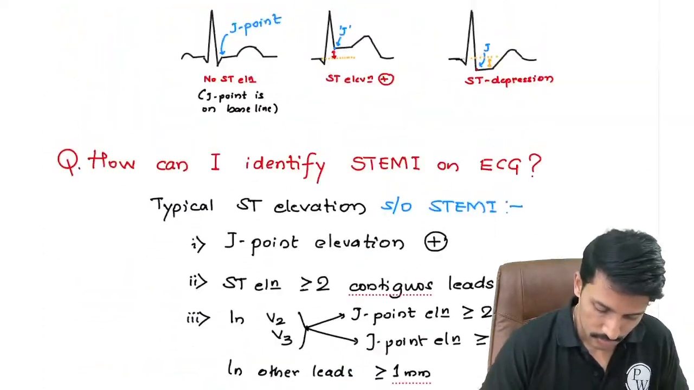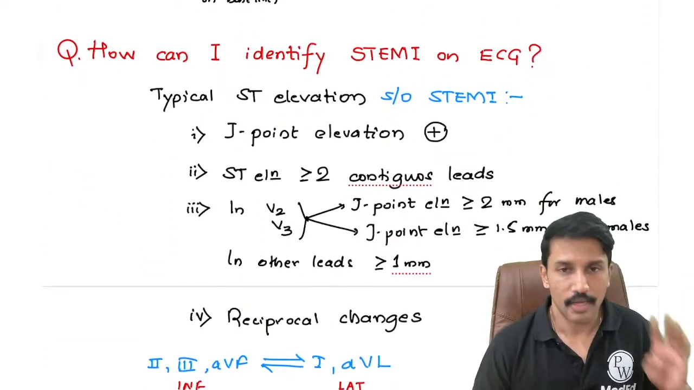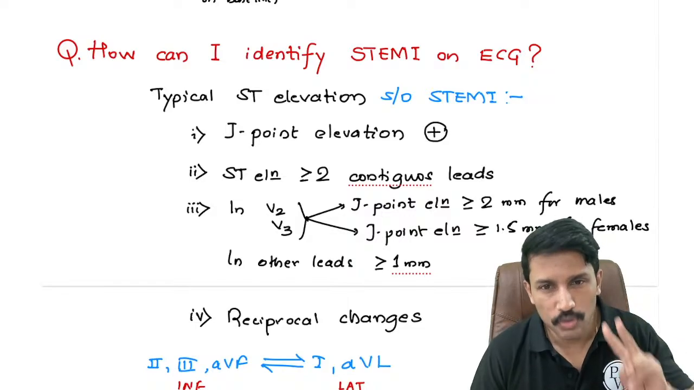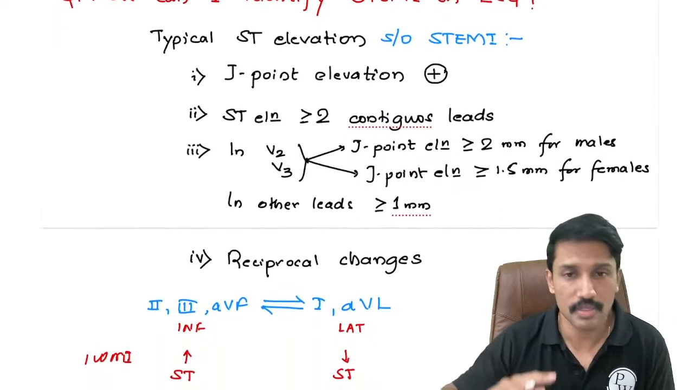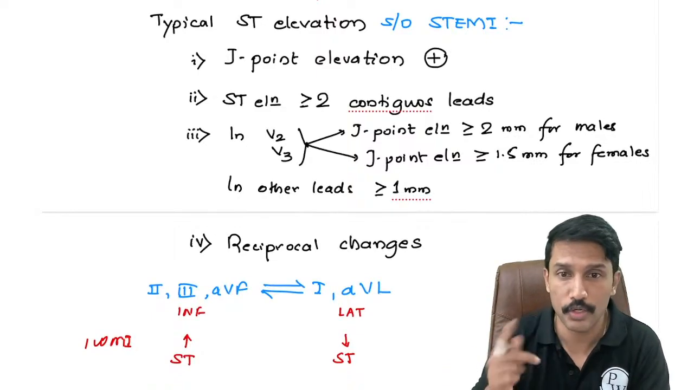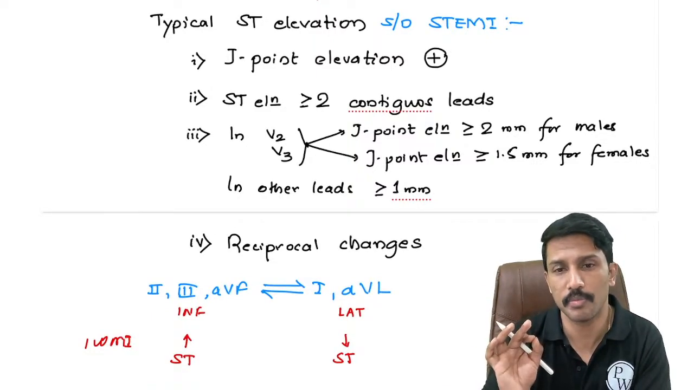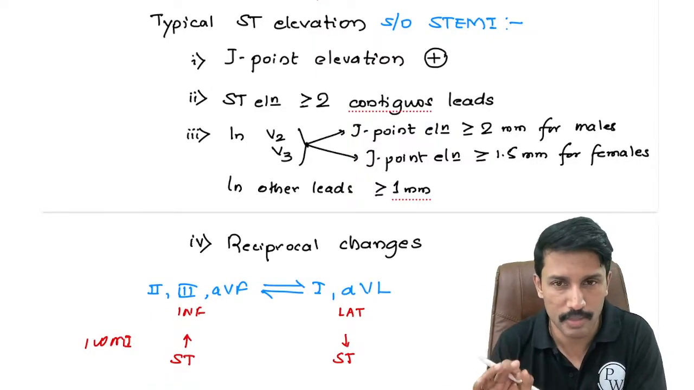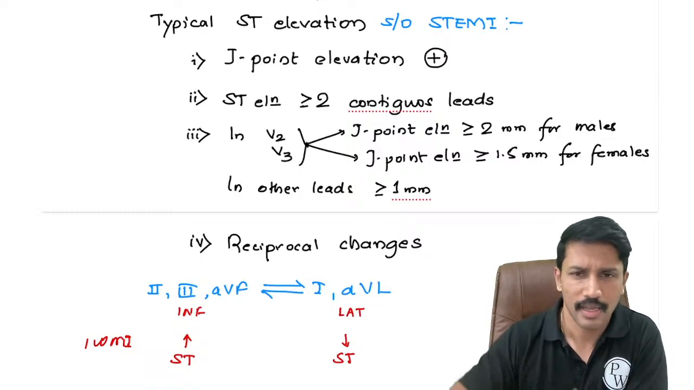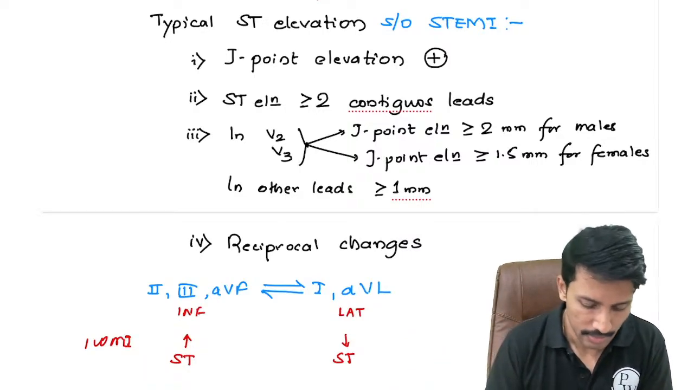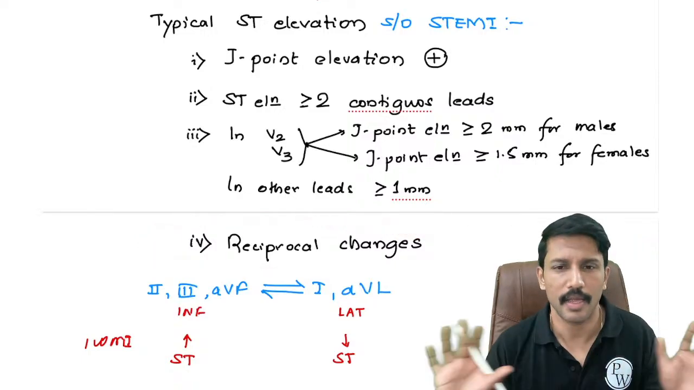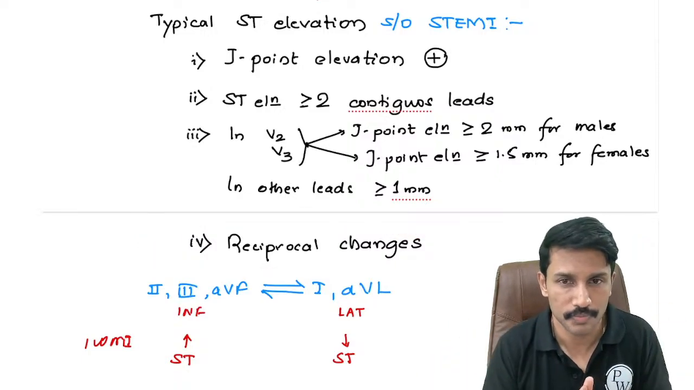Clear? Okay. So in summary, I want J point elevation. At least two leads representing the same part of the heart should show ST elevation. If those leads are V2 or V3, then a minimum of 2 millimeter ST elevation for males, minimum 1.5 millimeter ST elevation for females. If it is other leads, then 1 millimeter ST elevation is enough. And if reciprocal changes are present, I'm more than happy to make the diagnosis of STEMI.